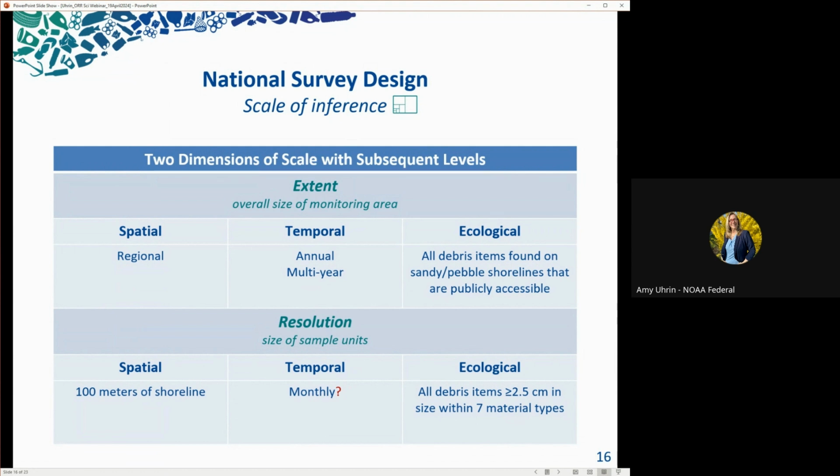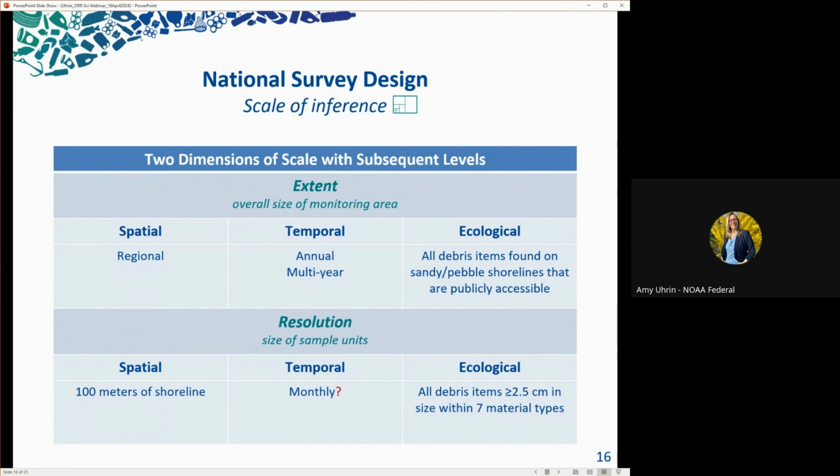I mentioned that for the MDMAP on-site protocol, our temporal resolution is monthly. However, we weren't certain that when we scaled this effort up, that we would still have to sample monthly. So that's why there's a question mark there. We went in with this anticipating that it would be, but we weren't entirely sure.